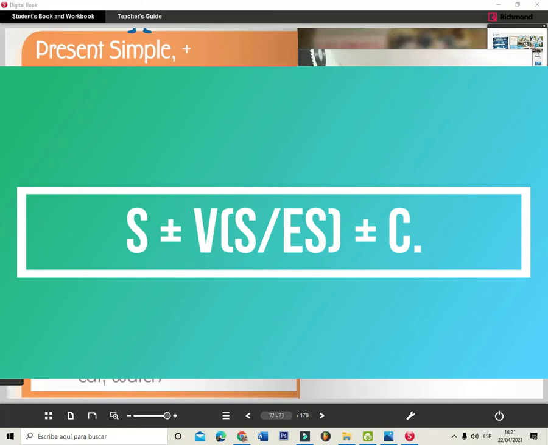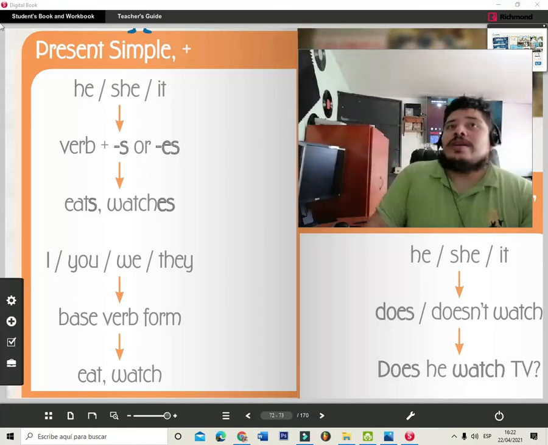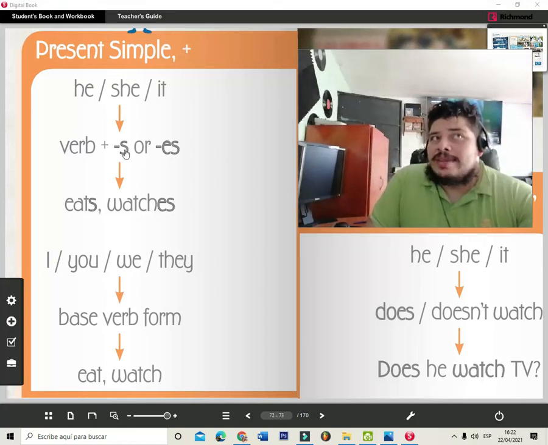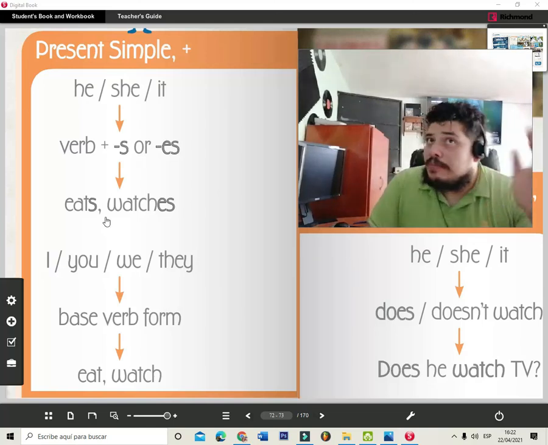The parenthesis with s or es, guys, is going to be active only if the subject of the statement is singular. If it's a he, a she, or an it. Okay? So what do we have to do? We have to add s or es. For example, eats or watches, plays, drinks. Very easy, right?